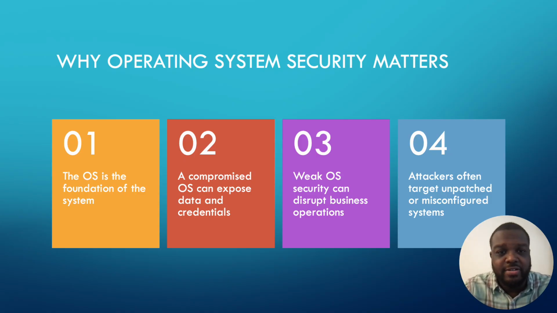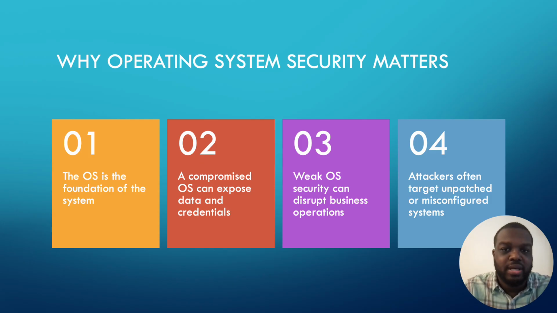Operating system security matters because the operating system is the foundation of the entire computer system. It controls memory, processes, files, hardware access, user authentication, and application behavior. If the operating system is compromised, attackers may be able to steal data, capture credentials, install malware, change system settings, or interrupt business services. In many cases, attackers do not need to break every part of a system. They only need to find one weakness in the operating system to gain a foothold. That is why protecting the operating system is one of the most important parts of protecting the organization as a whole.